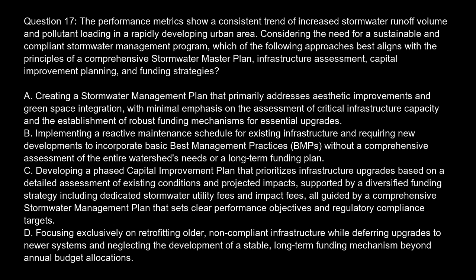Option C. Developing a phased capital improvement plan that prioritizes infrastructure upgrades based on a detailed assessment of existing conditions and projected impacts, supported by a diversified funding strategy, including dedicated stormwater utility fees and impact fees, all guided by a comprehensive stormwater management plan that sets clear performance objectives and regulatory compliance targets. Option D. Focusing exclusively on retrofitting older, non-compliant infrastructure, while deferring upgrades to newer systems and neglecting the development of a stable, long-term funding mechanism beyond annual budget allocations.